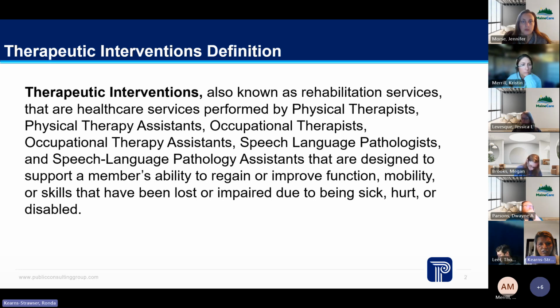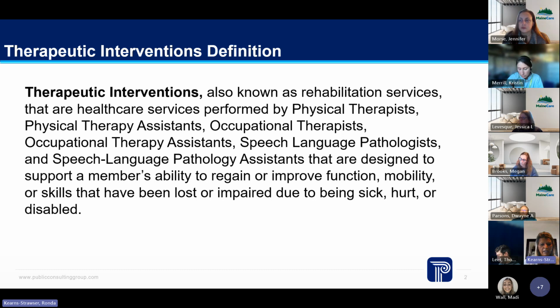Therapeutic interventions, also known as rehabilitation services, are healthcare services performed by physical therapists, physical therapy assistants, occupational therapists, occupational therapy assistants, speech language pathologists, and speech language pathology assistants that are designed to support a member's ability to regain or improve function, mobility, or skills that have been lost or impaired due to being sick, hurt, or disabled. So I wanted to read that just to make sure that's the thought we have in mind when we're talking about the questions we'll have later on.